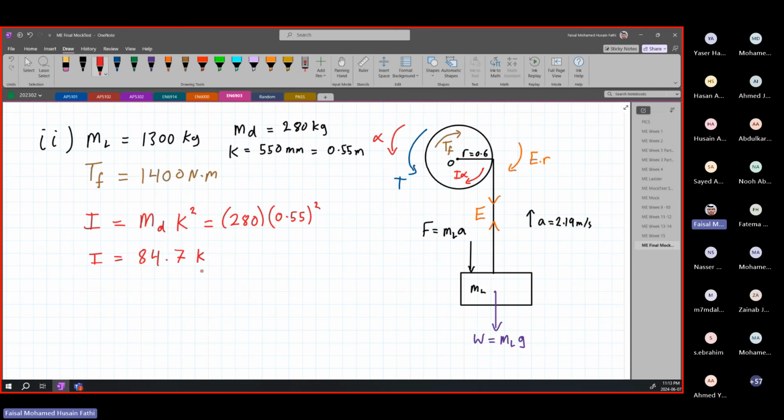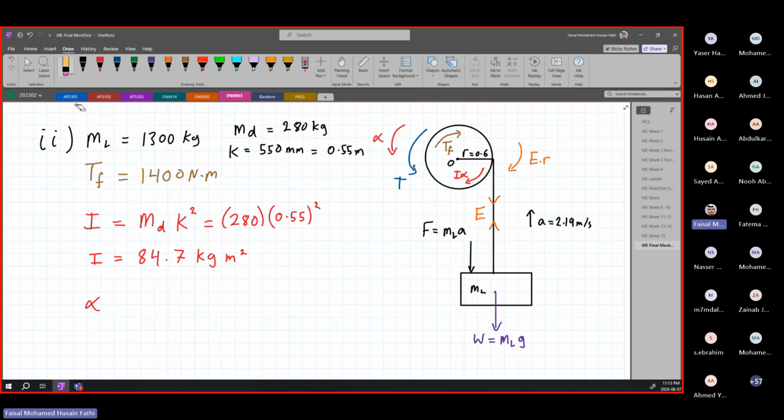84.7 kilogram meter squared. Why is this the unit? Because we're multiplying a kilogram, which is mass, with a distance 0.55 meter, and we're squaring it. That's why it's kilogram meter squared. All right. This is for I. What about alpha?